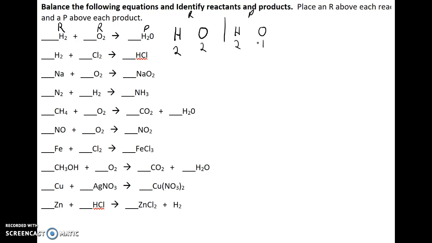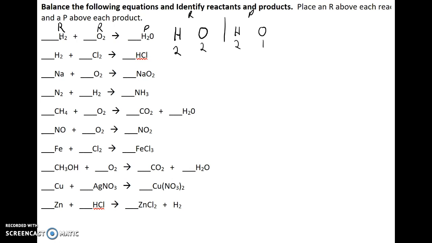So I'm going to add coefficients in front of my compounds. That's what these blank lines are for, to add coefficients. And you can assume that each one of these has a coefficient of 1. We're not going to write coefficients of 1, but you can assume that there's a coefficient of 1 in front of each of these formulas.